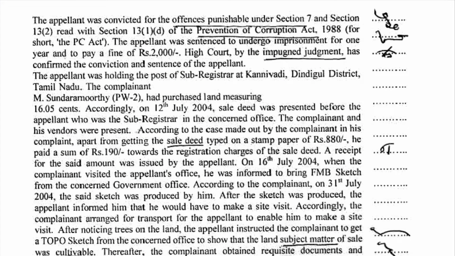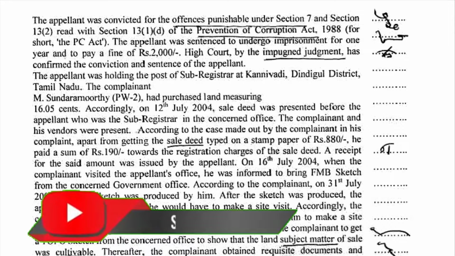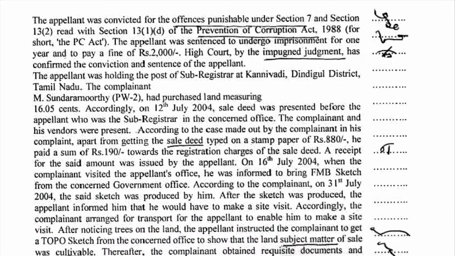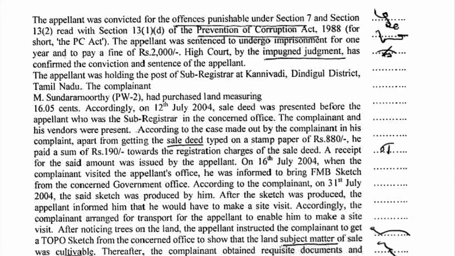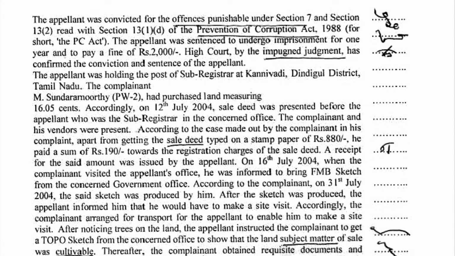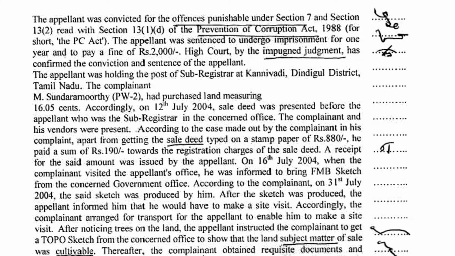Let's start. The appellant was convicted for the offences punishable under Section 7 and Section 13(2) read with Section 13(1)(d) of the Prevention of Corruption Act, 1988, for short the PC Act. The appellant was sentenced to undergo imprisonment for 1 year and to pay a fine of rupees 2000. The High Court by the impugned judgment has confirmed the conviction and sentence of the appellant.